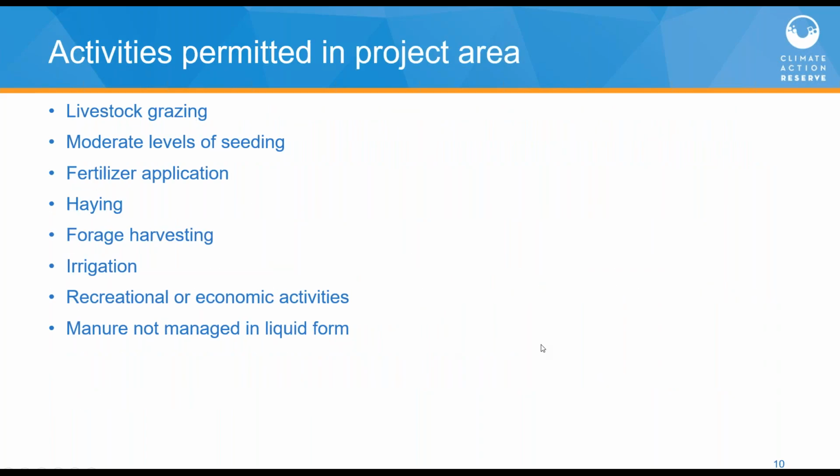Activities that are permitted during the project: you can have livestock grazing, moderate levels of seeding, fertilizer application, haying, forage harvesting, irrigation, and recreational or economic activities. Obviously, there's going to be manure if you've got livestock grazing. You just can't manage that manure in a liquid form. I don't think we'd ever see that, but it does change the emissions profile quite a bit. And we'll get into the quantification section later. Some of these activities are going to represent project emissions that you would have to account for as a debit.